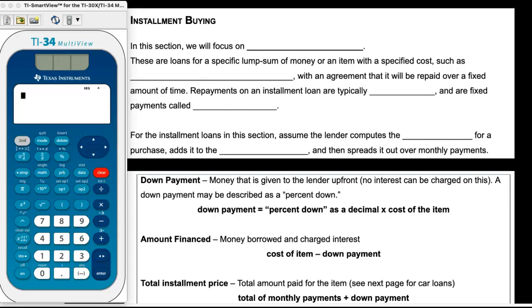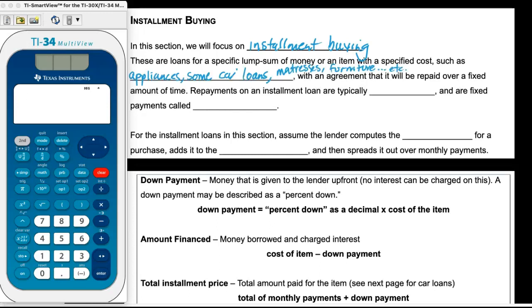In this video, we're going to talk about installment buying. Installment buying is when a person wants to purchase an item with a specified cost or wants a loan for a specific lump sum of money, such as an appliance purchase, some car loans, or things like mattresses or furniture, big items that they don't have money to pay for all at once.